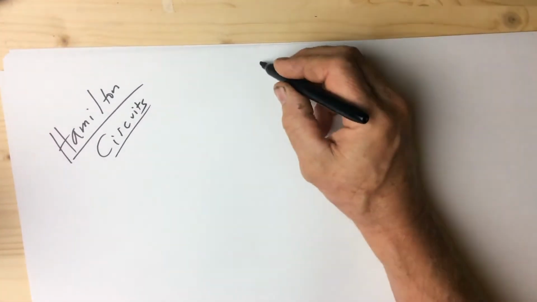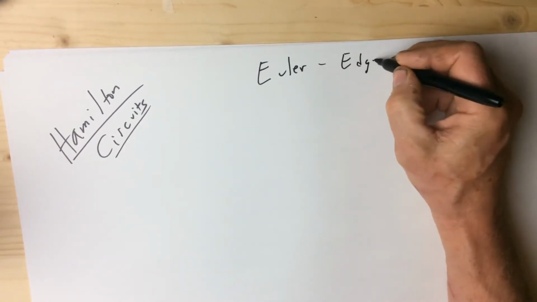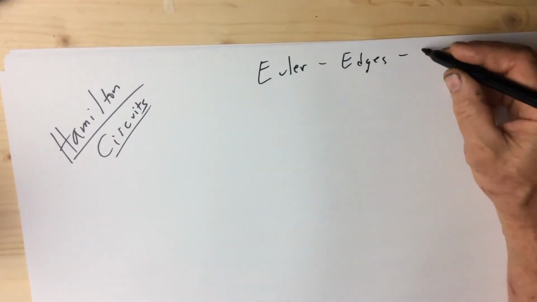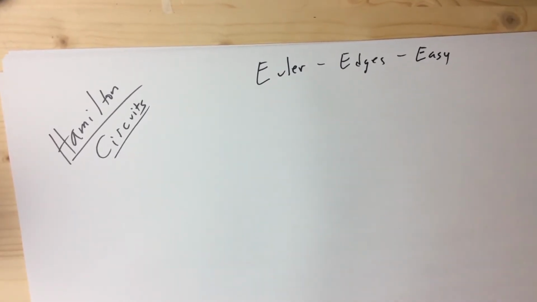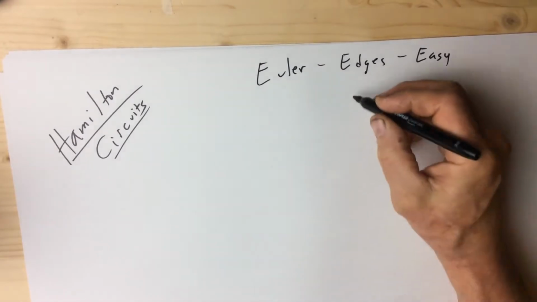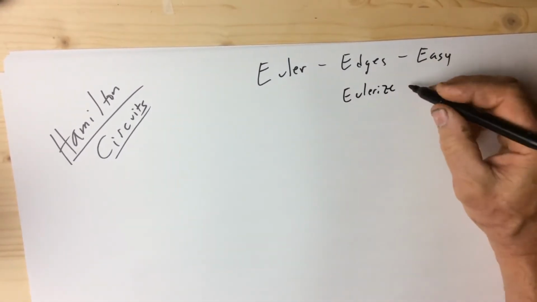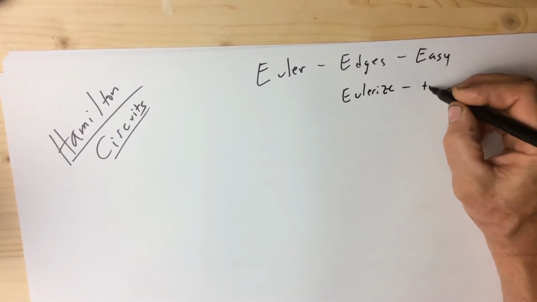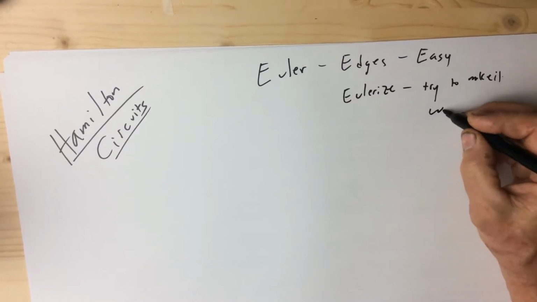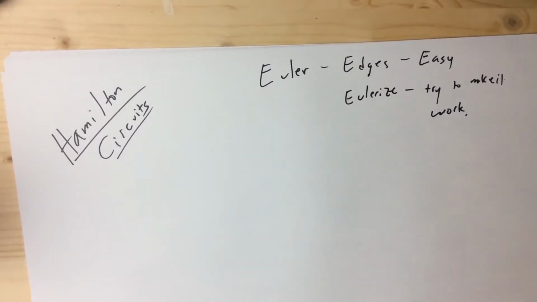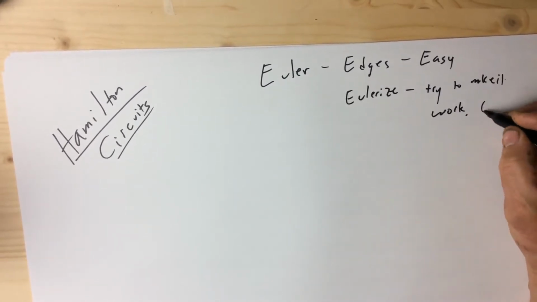Our first chapter was actually all about Euler, and Euler's about edges. Because of Euler's theorem, it's easy to know if an answer needs to be found or not, and if you have to Eulerize, we simply try to make it work. Because it's actually quite difficult.